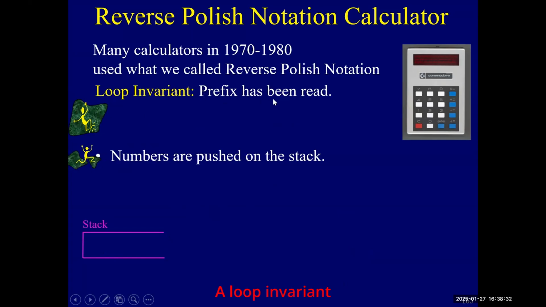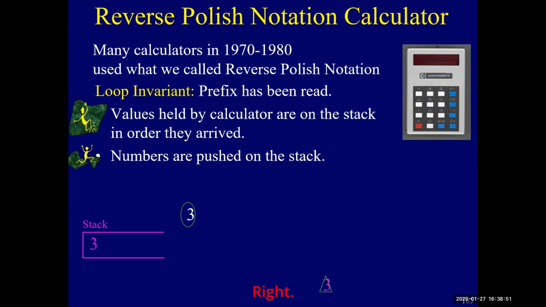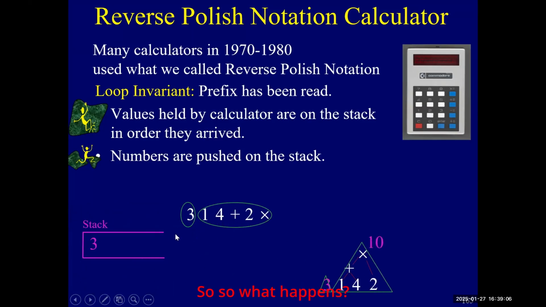A loop invariant is we're going to read the input in order, right? So we've read some prefix. And as you go, our step is that you push things on the stack, right? So you get 1, it goes on the stack, right? And as you go, the calculator is holding the stack, right? So then you get 1 plus 4, right? 1, 4, right?